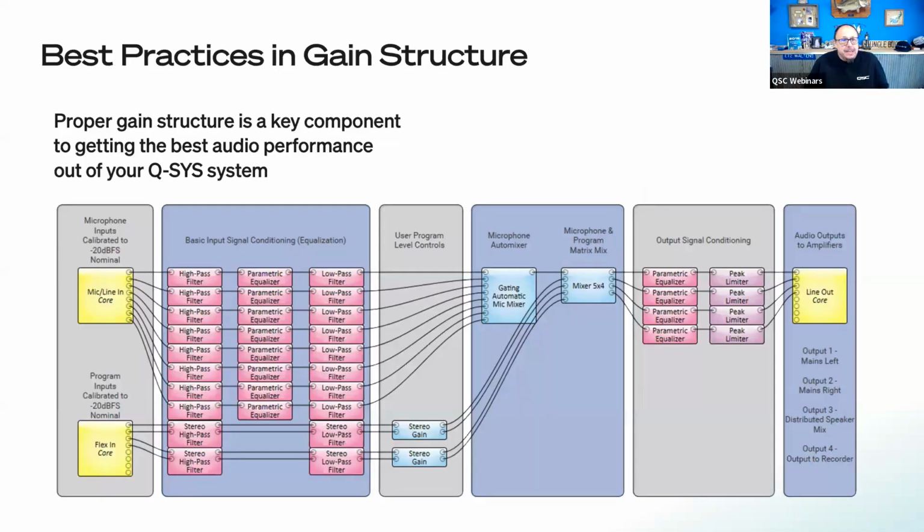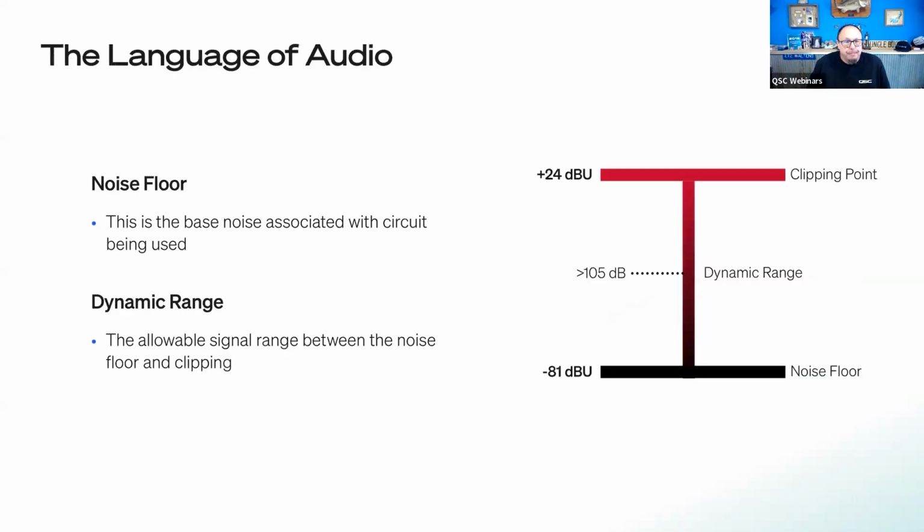All right, so I think it's important first: proper gain structure is a key component. It sets the performance of a Q-SYS system or any DSP that you're dealing with, right? Bad input levels and improper dynamic processing, things that you're going to do with compressors or limiters, will affect the whole signal chain. So you want to make sure that you're starting off on the right foot.